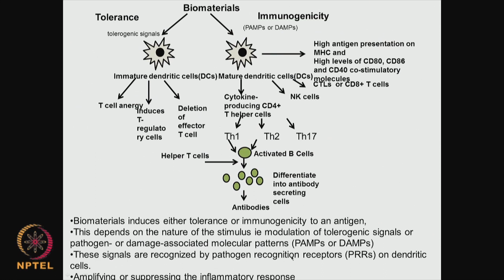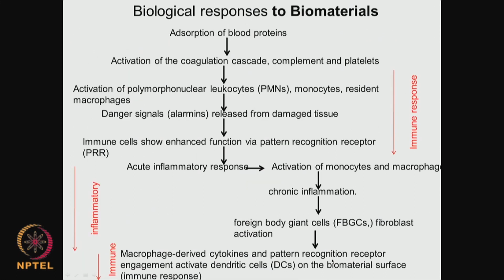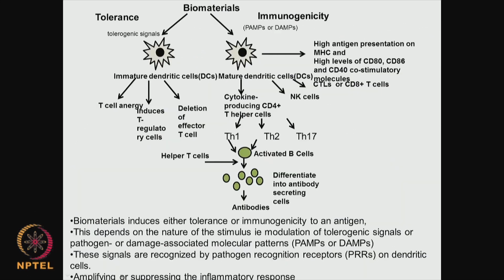These signals are recognized by pathogen recognition receptors, that is the PRR, as I mentioned here, on dendritic cells, amplifying or suppressing the inflammatory response. So, a biomaterial, whether inert or bioactive, can lead to tolerance or it can lead to immunogenicity. During the process of immunogenicity, we are going to have an antigen antibody type of reaction taking place through a series of steps. So, let us not worry about all these various factors that come into the picture, but that is what happens when the biomaterial is placed inside the body.